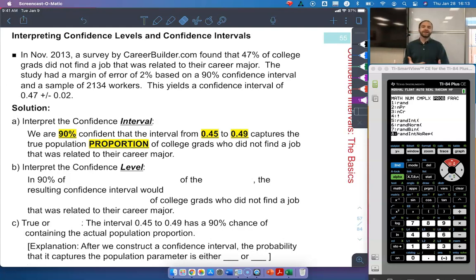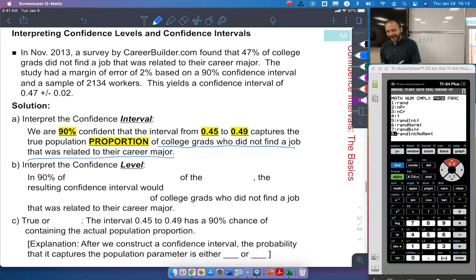Notice the highlighted parts. That's important. However, there's one part that's not highlighted because it would have taken a lot of time for you to write right here. That is your context. And a good expected confidence interval interpretation is going to contain context.